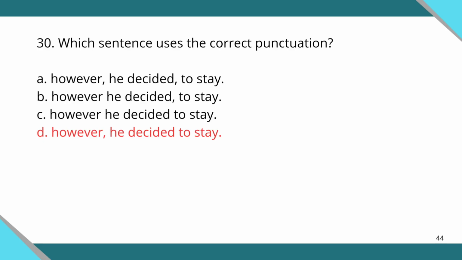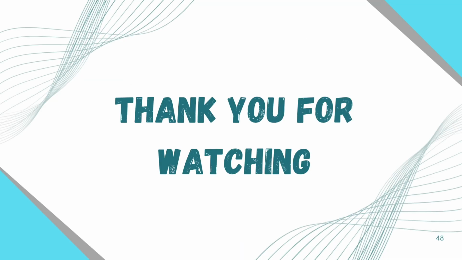The word, however, is a transition word used to show contrast. When it begins a sentence, it should be followed by a comma to separate it from the rest of the sentence. Option D correctly places a comma after, however, making the sentence clear and grammatically correct.